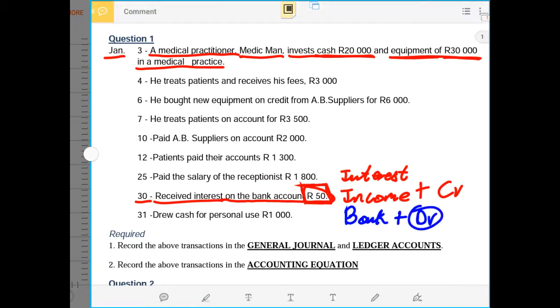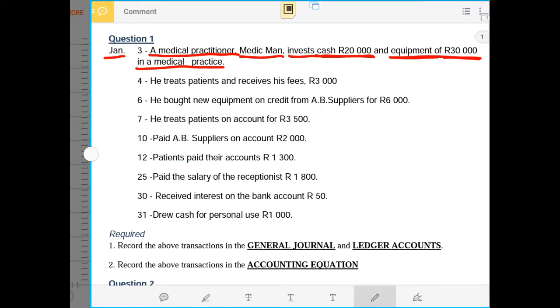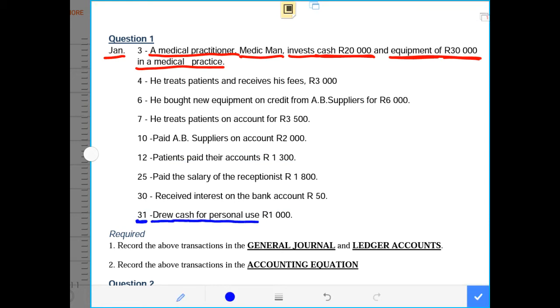And the last one now is on the 31st of the month of January. And on the 31st of the month of January it says drew cash for personal use 1,000. That means the owner withdrew money, which is 1,000 rand for his personal use. And we know that this is called drawings. And if the owner draws money for personal use, it is drawings. And drawings will be increasing. Whenever the owner makes drawings, drawings are increasing.